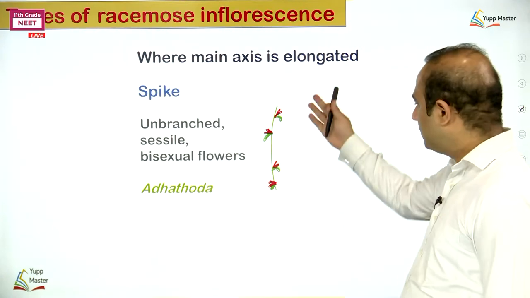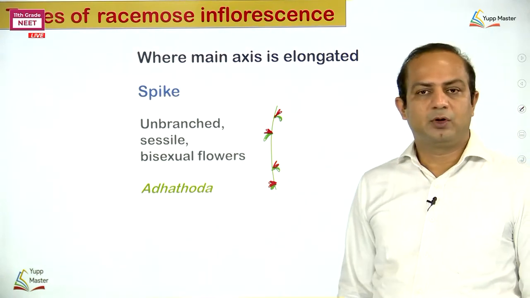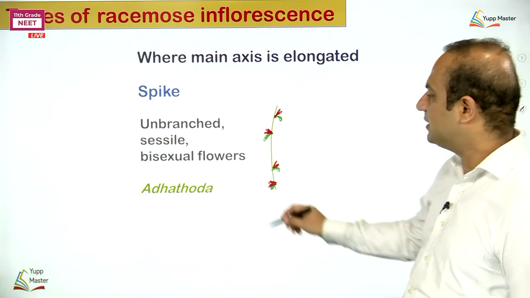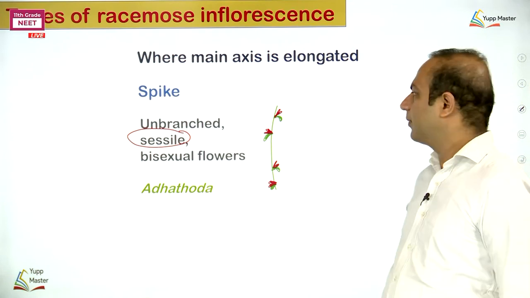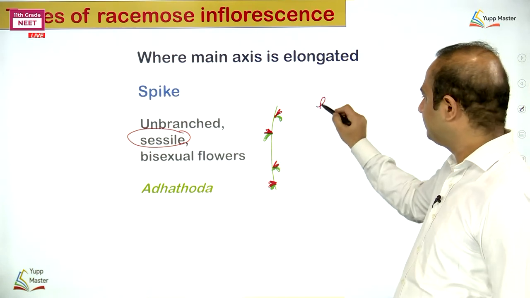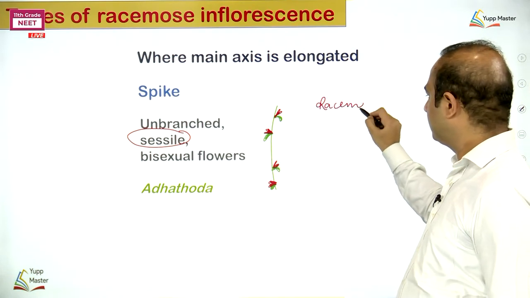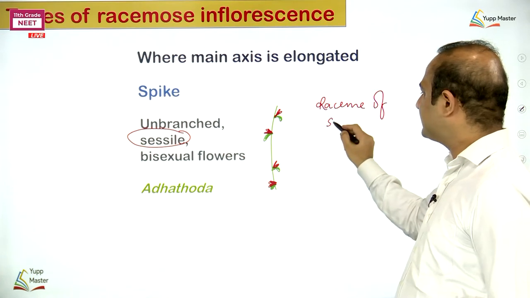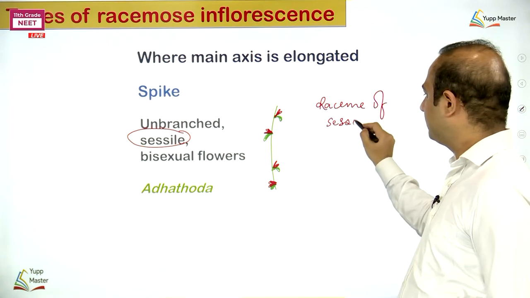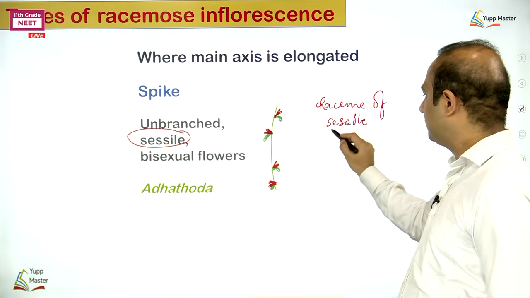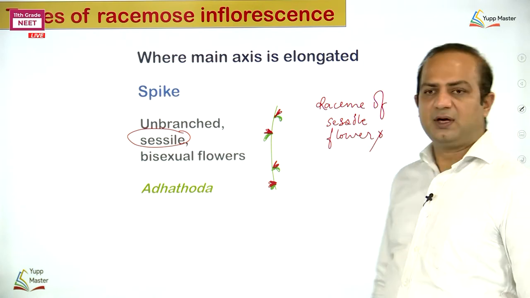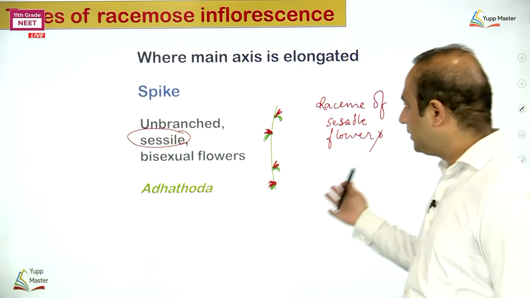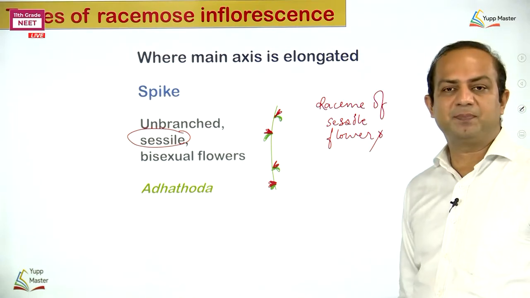Okay, just a simple one. Sessile flowers means they don't have a pedicel. A raceme of sessile flowers is a spike. That's it. This is the easiest, simple one.